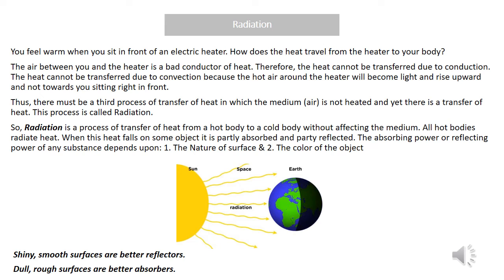As I told you, smooth surfaces are good reflectors. Same way, light colors or shiny colors are good reflectors. That's why it is advised that during summers we should wear light color clothes, because they are good reflectors of heat, so we will feel less heat. And during winters, we should wear dark color clothes. Why? Because dark color clothes are good absorbers of heat. They absorb more heat, so we should wear dark color clothes during winters, not in summer.